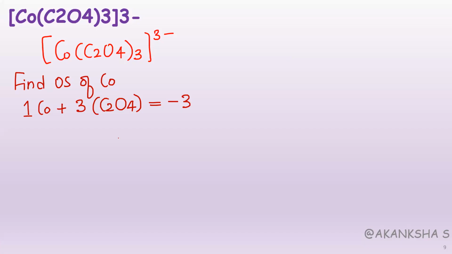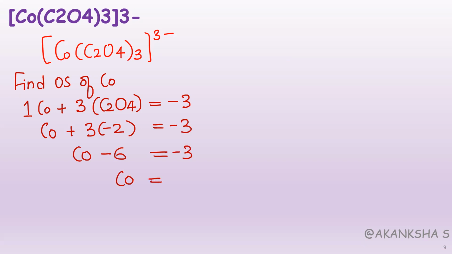So let's put that charge over here. We have 1 cobalt. 3 times -2 is equal to -3. So cobalt minus 6 is equal to -3. Plus 6 minus 3 is +3. The oxidation state of cobalt, or the charge, is going to be 3.